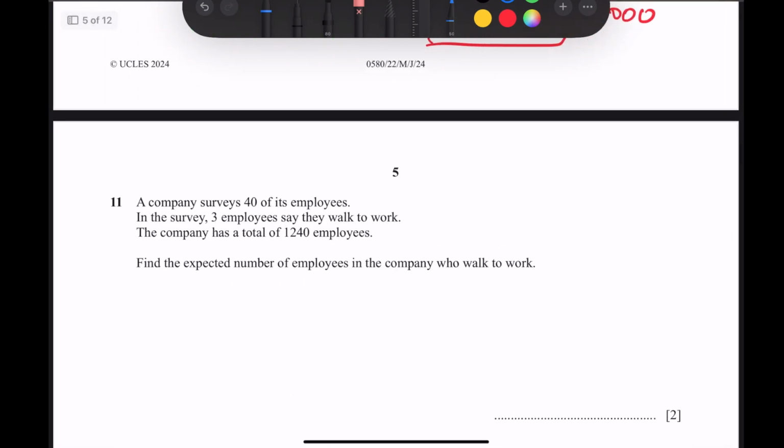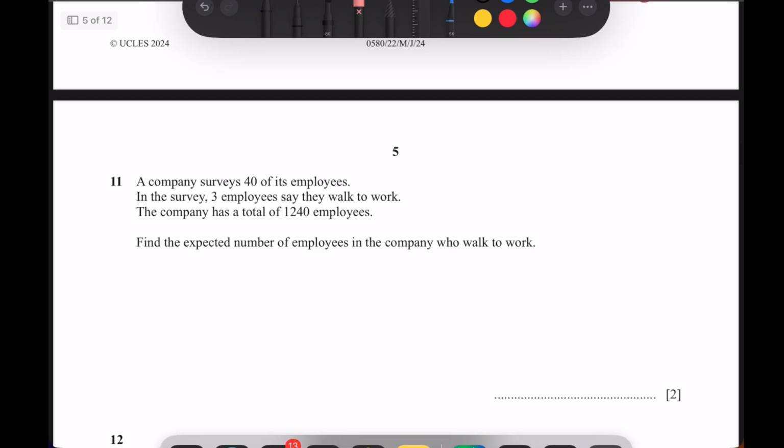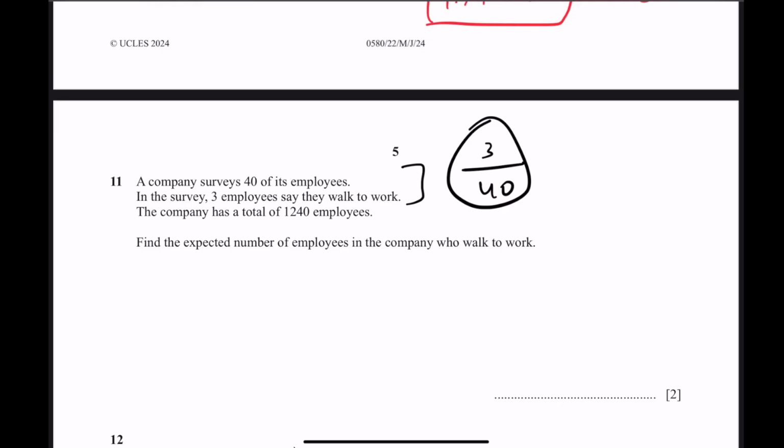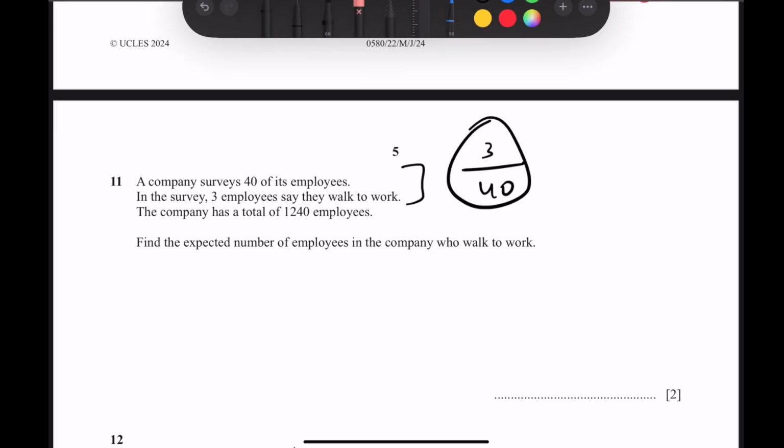Question 11 says, a company surveys 40 of its employees, and in the survey, 3 employees say they walk to work. The company has a total of 1,240 employees. Find the expected number of employees in the company who walk to work. The first two lines show a representative survey done by the company: if we make a fraction of the number of employees that walk to work by the total number surveyed, this is approximately how much this would represent.